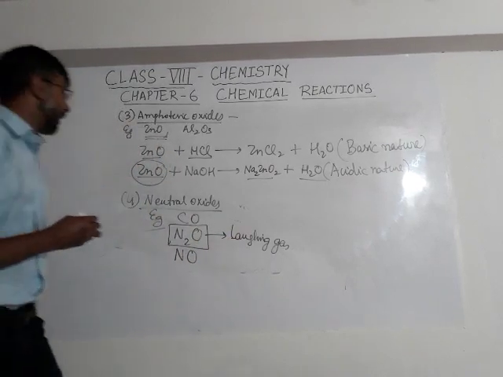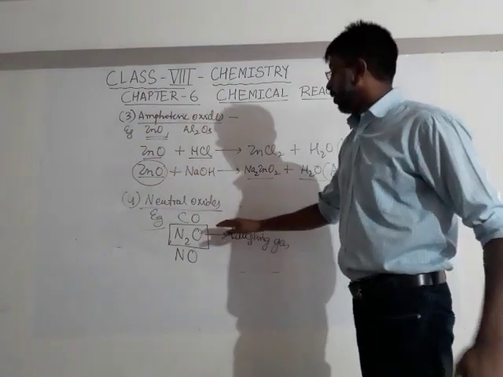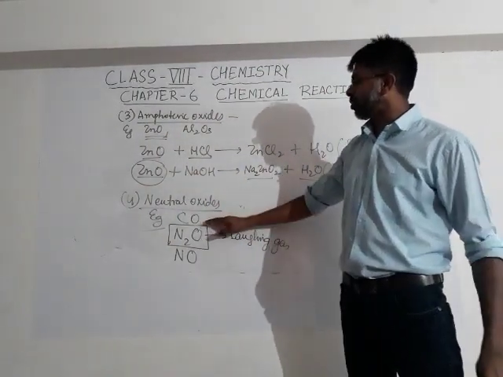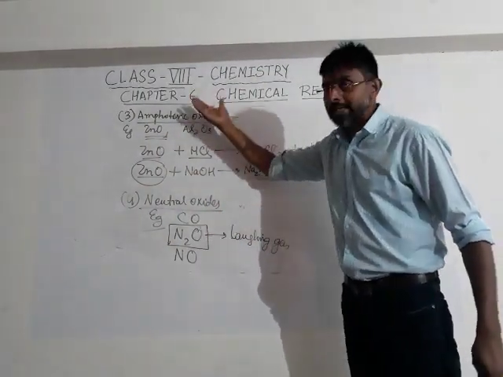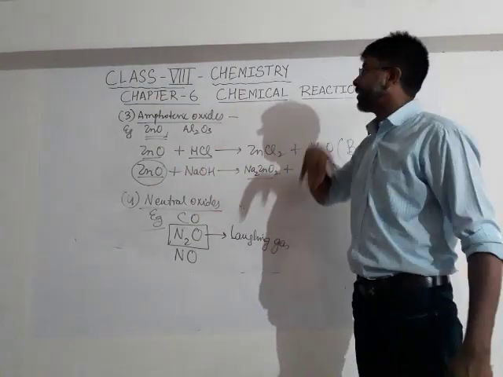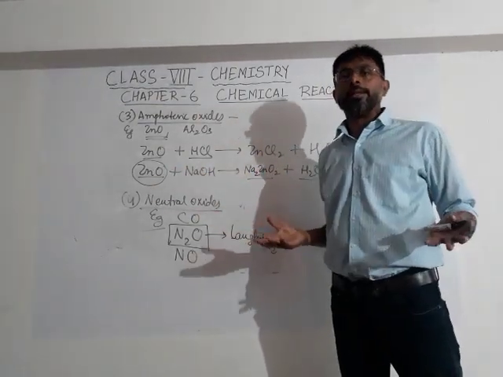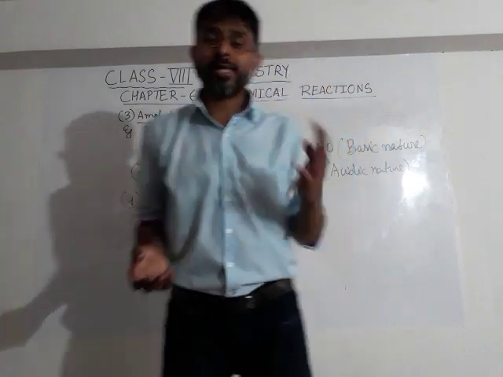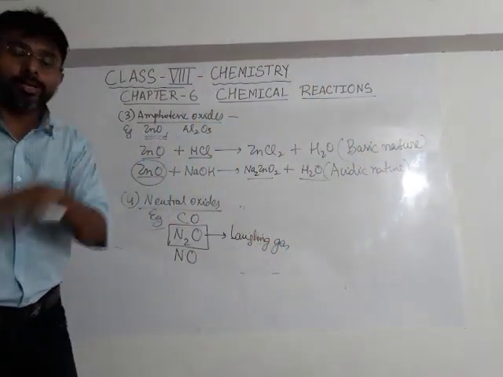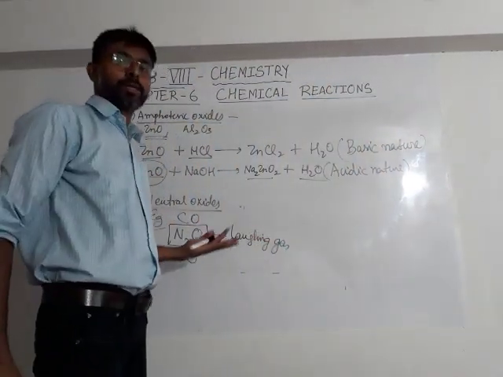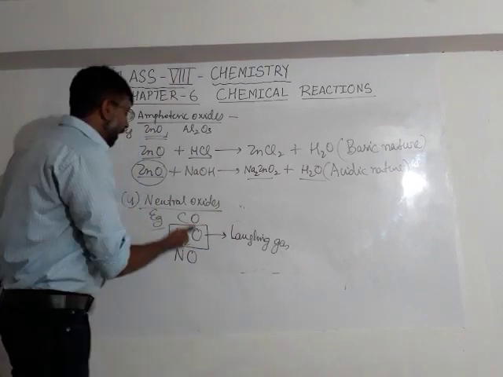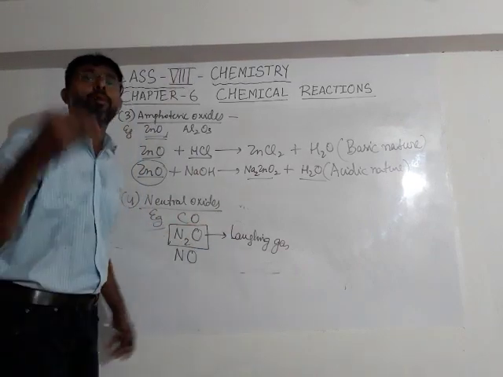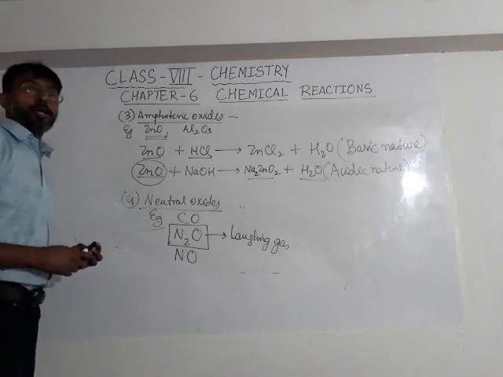So these are neutral oxides. What is the meaning of neutral oxide? Neutral oxides are those oxides which are neither acidic, nor basic, nor amphoteric. They are just neutral. They do not show any litmus test, any methyl orange test, any indicator test. To be very plain and simple, if you put them in water, they will form a neutral solution. That is why they are called neutral oxides.